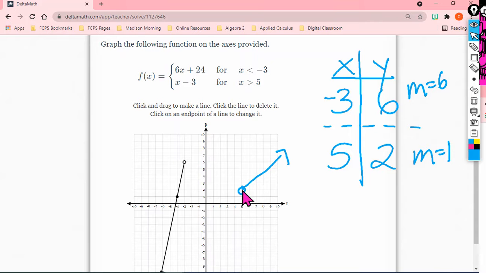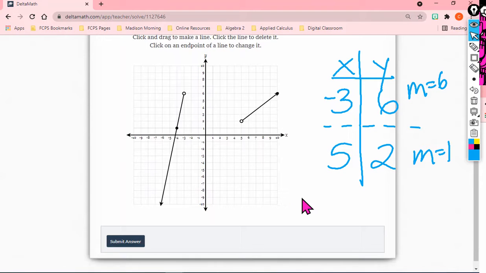Now I'm going to click and drag a 1 slope. This is why you do it on paper, so you're just transferring it. Otherwise, you're going to learn it better if you do it on your paper first. Now I'm going to change my endpoint, and you have to get the arrows in the right place. Okay, and submit.